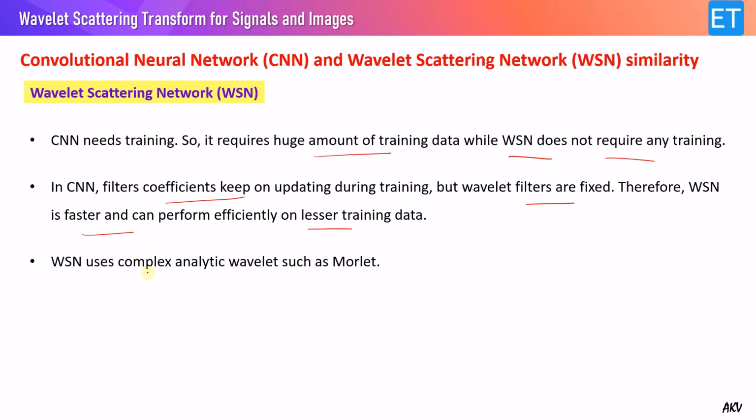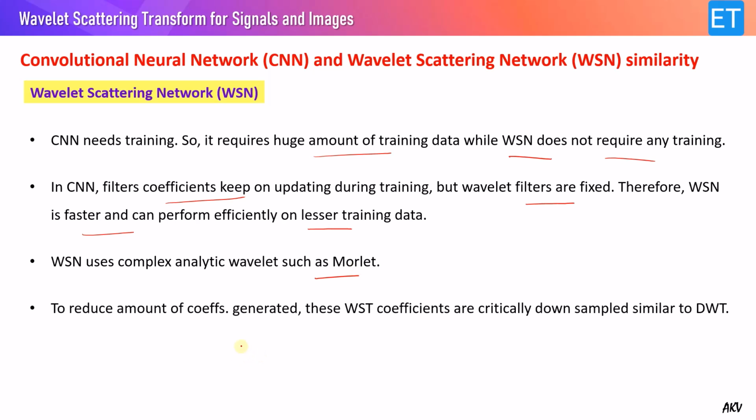WSN uses complex analytic wavelets, such as the Morlet wavelet, to reduce the amount of coefficients generated, as we have seen in the previous slide, that every node of the tree is expanding and it is giving a huge amount of data. To reduce the amount of data, we go for critical downsampling of those data, which is similar to what we do in the discrete wavelet transform, where we downsample the data by 2.